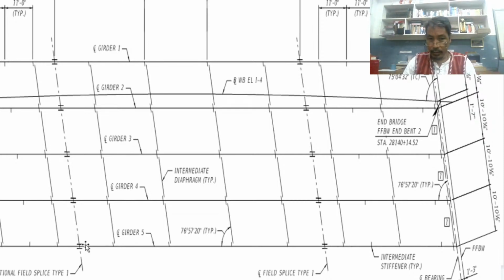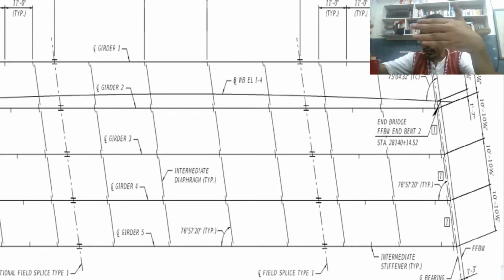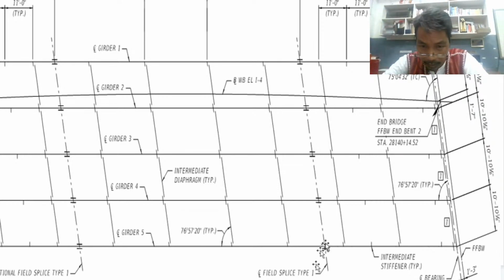Okay, so from this point to this point, from this point to this point, 88 feet. So we cannot have an infinite length of beam. We cannot produce an infinite length of beam. That's why we have to splice. Splice meaning this is a joint. It is one piece of beam ends and another piece begins, and they have to be joined together. That is what we mean by splice.